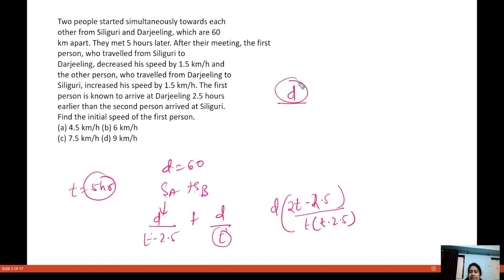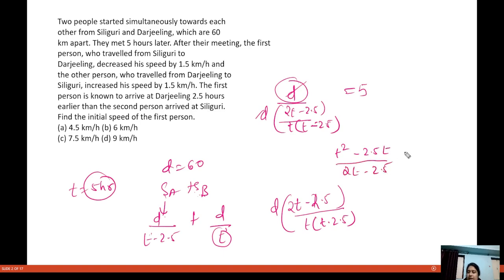Now you have distance d, and d divided by this thing, 2t minus 2.5 divided by t into t minus 2.5, is equal to how much? It is equal to 5. So obviously this will become t square minus 2.5t divided by 2t minus 2.5 is equal to 5. So t square minus 2.5t is equal to 10t minus 12.5.